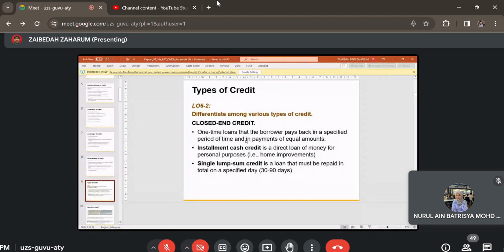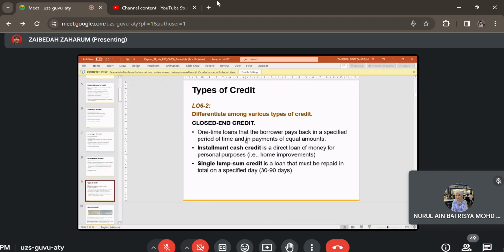Now we look at the types of credit. Okay, jenis-jenis credit. Okay, so the first one is the close-end credit. Okay, close-end credit ni, okay, merupakan one-time loans that the borrower pays back in a specified period of time and in payments of equal amount. Okay, ianya merupakan one-time loan lah, di mana peminjam tadi perlu bayar balik mengikut masa yang ditentukan, tempoh ditentukan, dan the amount tadi is equal amount. Pembayaran atas amount yang sama saja setiap bulan.